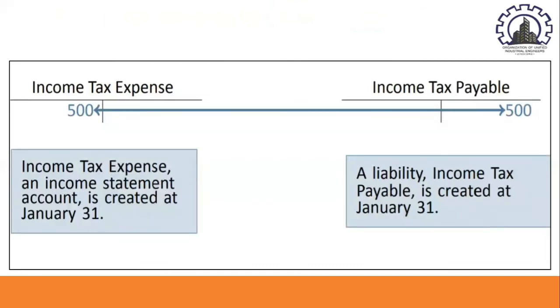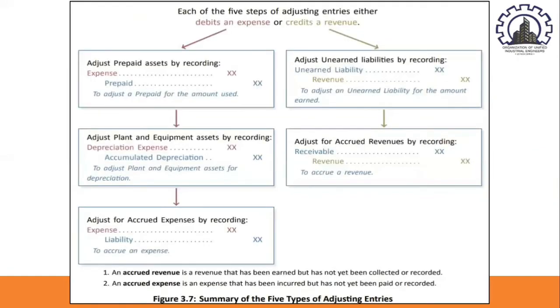As you can see, the adjusting entry enables the company to match the income tax expense accrued in January to the income earned during the same month. Now, figure 3.7 shows the 5 types of adjustments discussed in the previous slides as summarized. Okay, so this is already the summary of the 5 types of adjustments that we just discussed earlier.